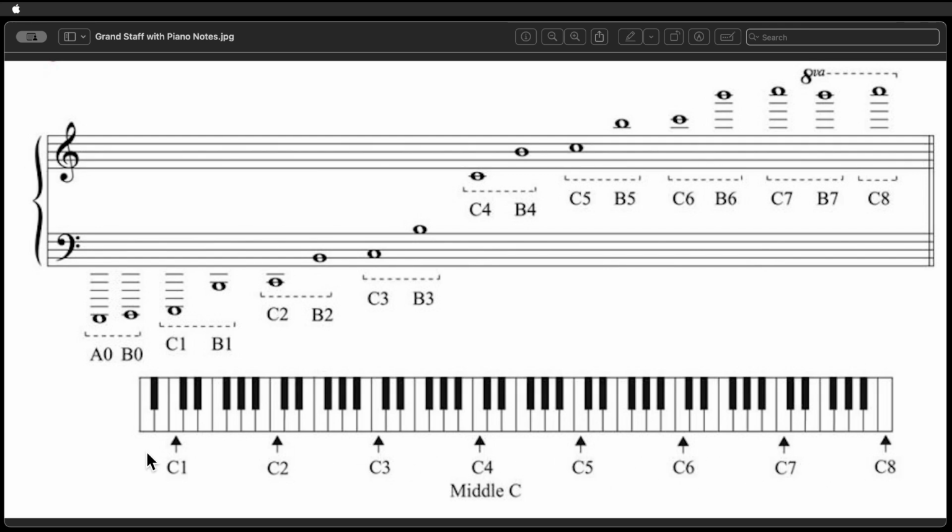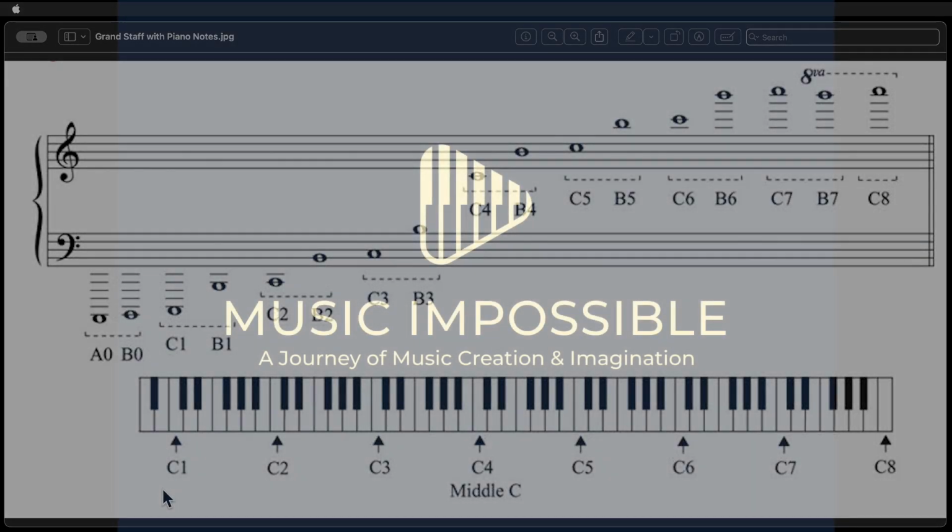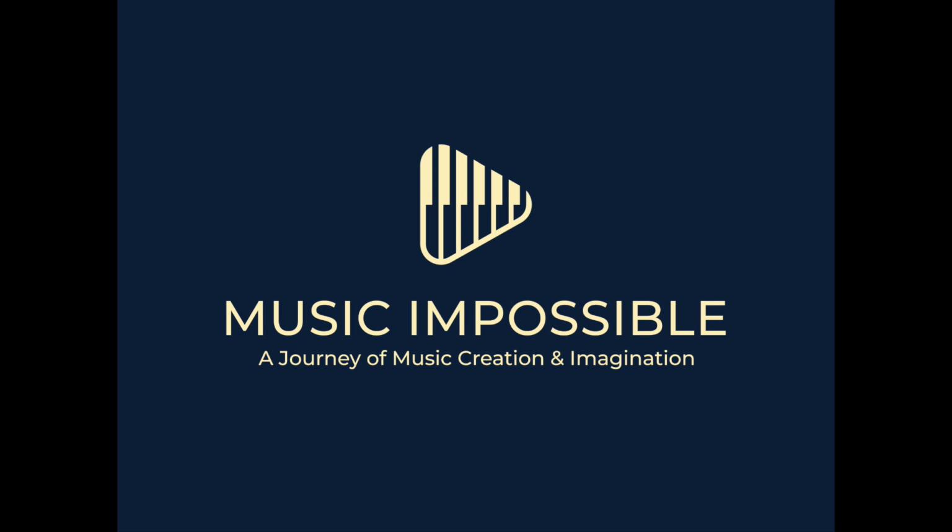Don't forget, and this is sometimes a trick question that pops up on the test, A0 and B0. The only 2 zeros that we have in music theory. So there are those 2 notes down here, as well as, we have a B flat, A sharp, 0 as well. All right, that's our lesson for today.